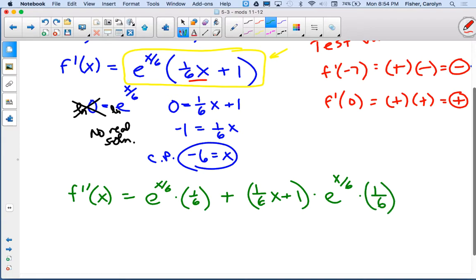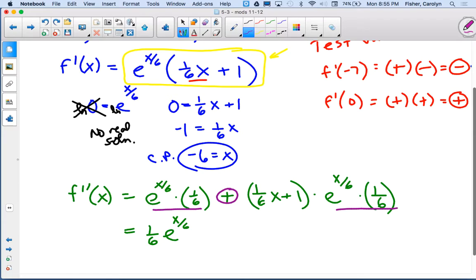Let's see if I can tidy that up. I'm seeing that I have an e to the x over 6 and a 1/6 in both terms. So I'm going to pull out 1/6 times e to the x over 6. And I'm seeing I've got two functions, so notice your plus sign. I just pulled out that entire thing, and I've got that here.